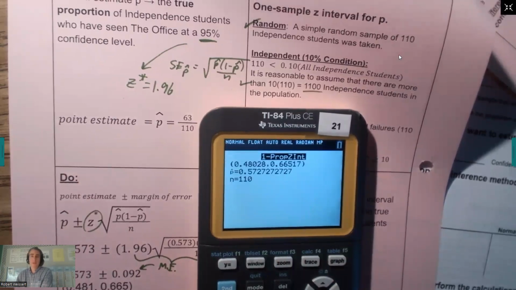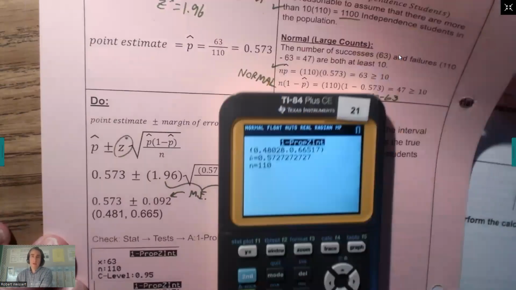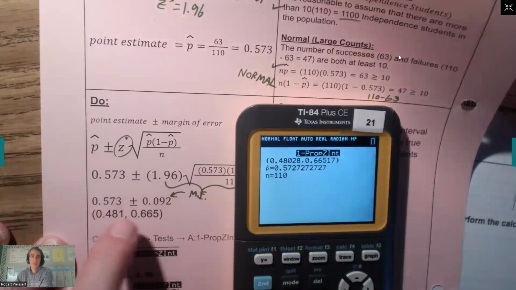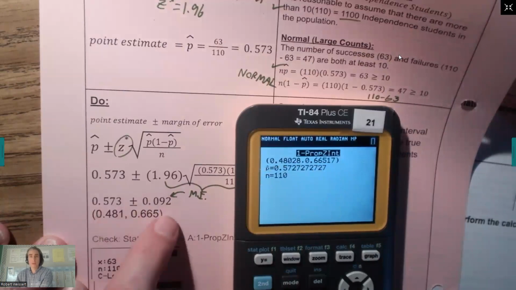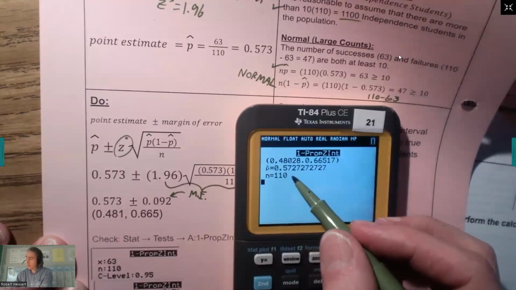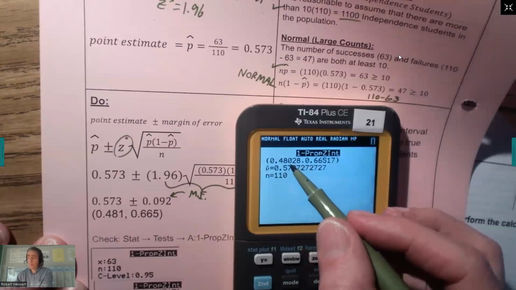Here's what your calculator gives you. It doesn't give you all the information you need, but it does give you the decimal answers just to verify that you got this right. So you'll see the low end there and the high end and the sample proportion. And this number, 0.572, it is exactly halfway between these two.